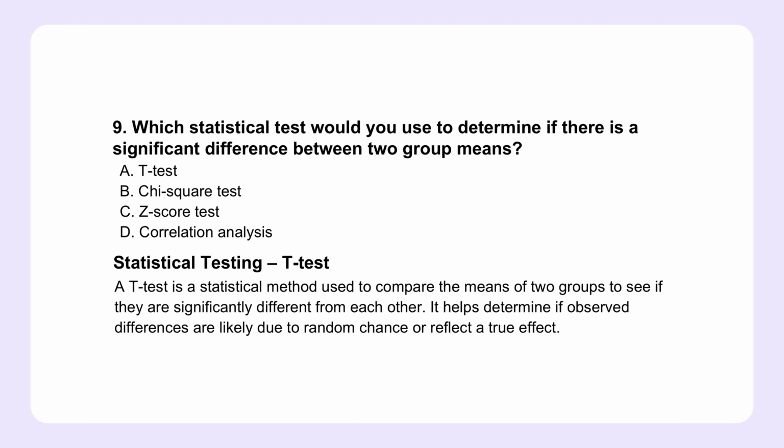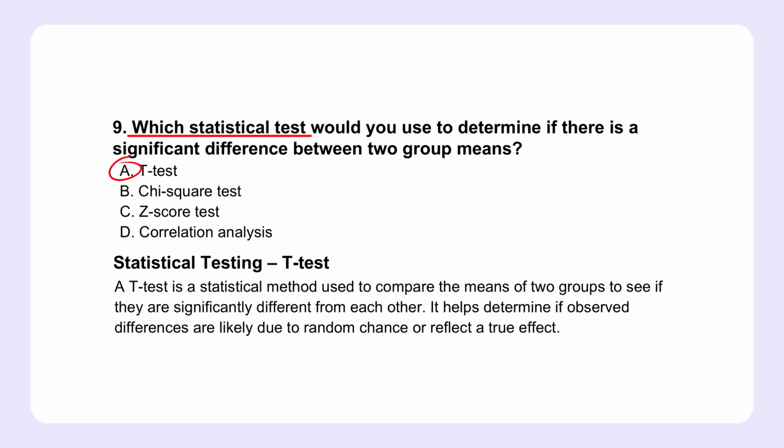Interesting. Okay, question 9, getting into statistics. Which statistical test would you use to determine if there is a significant difference between two group means? T-test, chi-square test, z-score test, correlation analysis. That would be the t-test. Answer A. T-test. So comparing means, averages of two groups. Give me an example where you'd use that.